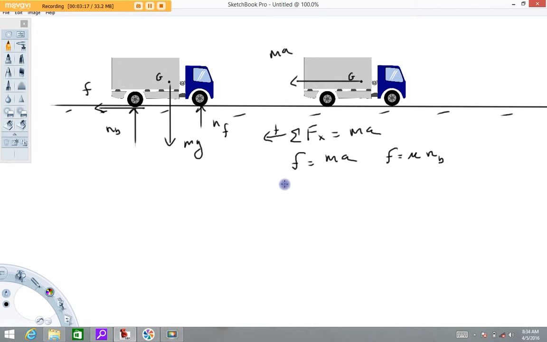All right, second equation we can write: sum of all forces in the y direction equals 0. This is not accelerating up, so that's going to give us the equation that the back normal plus the front normal minus mg equals 0.